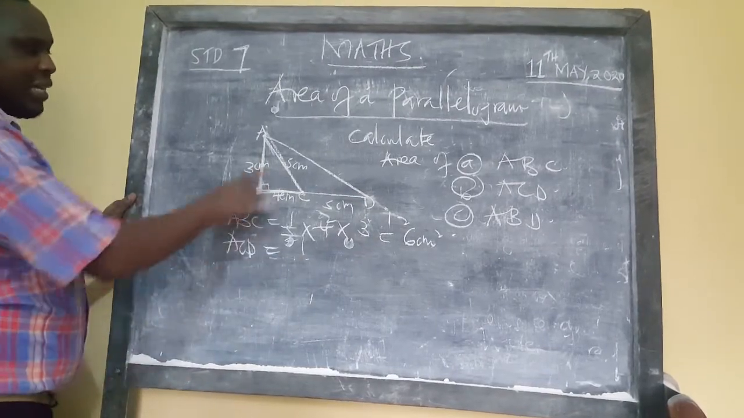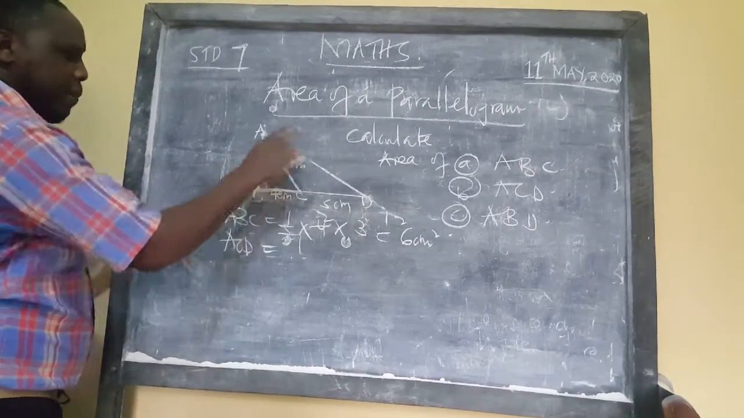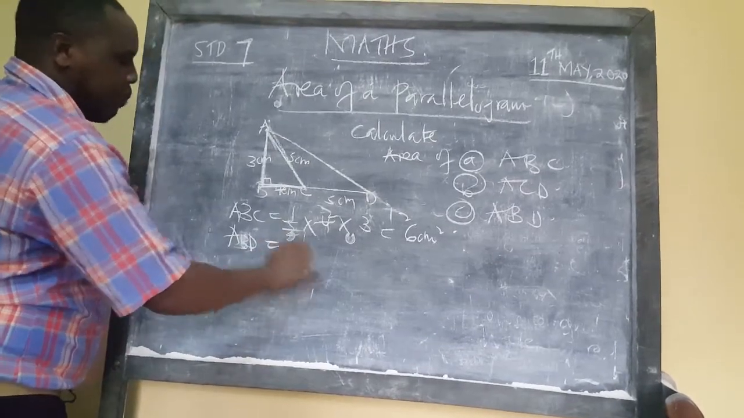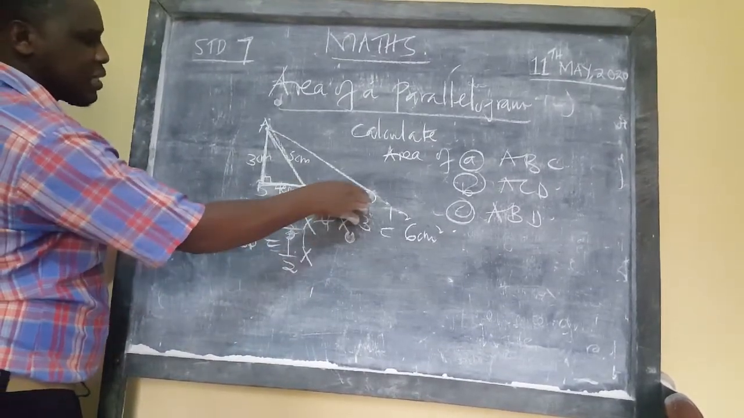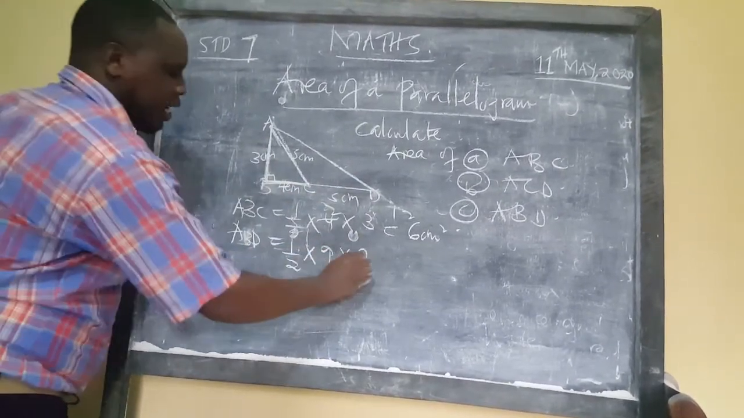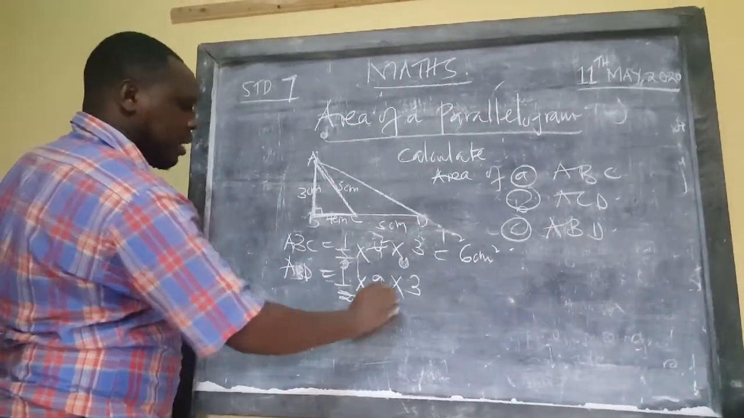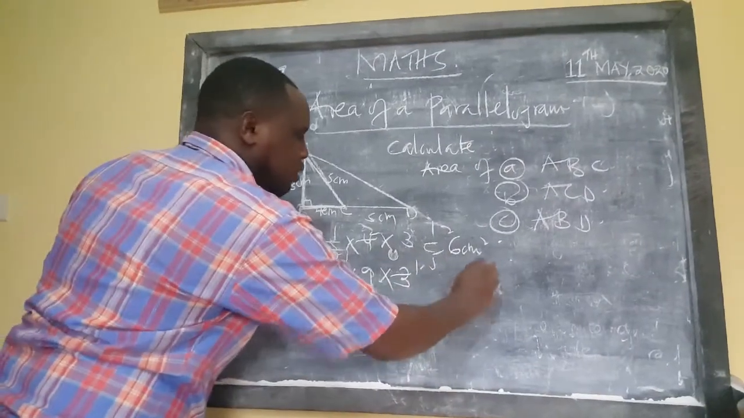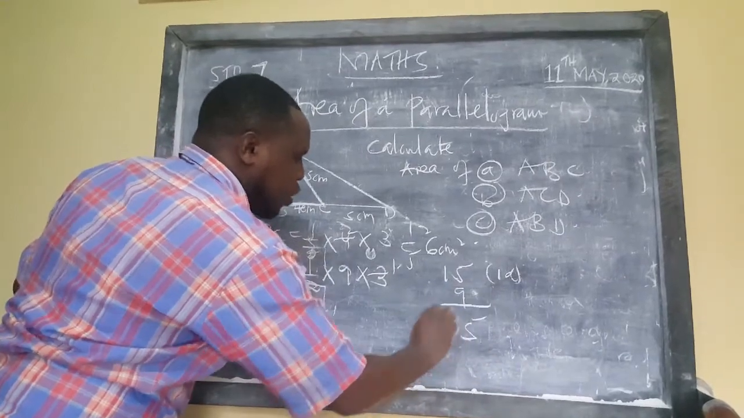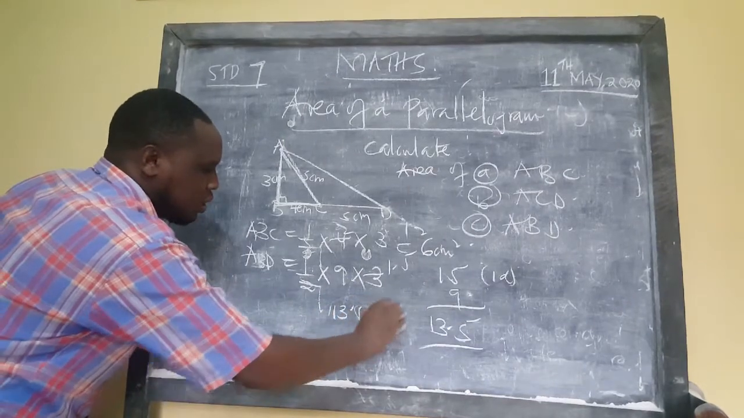Now, before we get ACD, we must get ABD, the bigger triangle. So let's begin with ABD first. ABD will be equal to half, the base will be this part plus this part. So 4 plus 5 you get 9, then times height of 3. The height remains the same, whether for this triangle or this bigger triangle. This will give you 1.5 times 9, so you get 15 times 9, but you have 1 decimal place. This will give you 135, 1 decimal place. So that will give you 13.5 centimeters squared.